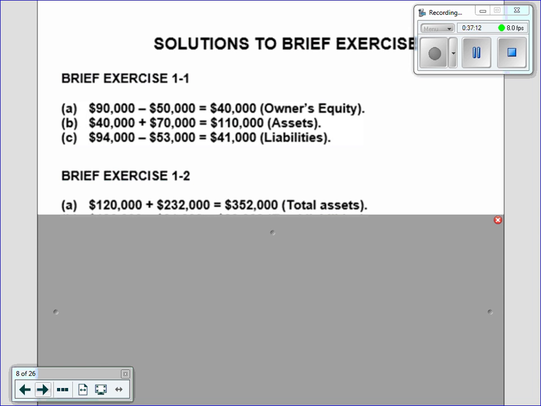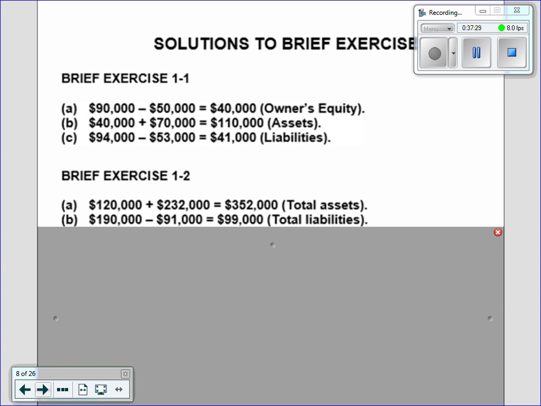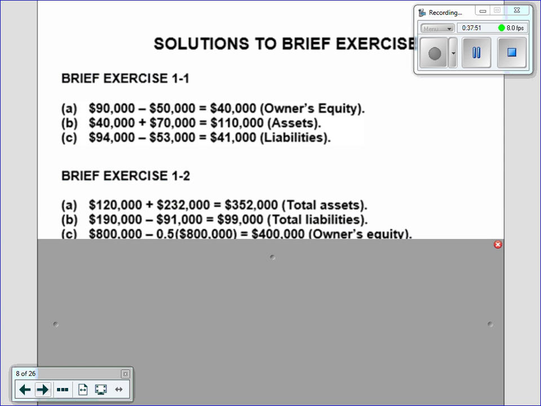If Grieg company has $190,000 in assets, in other words, what they own, but they're only worth 91, what's the missing factor here? 99, what they owe. In C, the total assets of Grieg company are $800,000 and its liabilities are equal to 1/2 of its assets. What are they worth? 400.